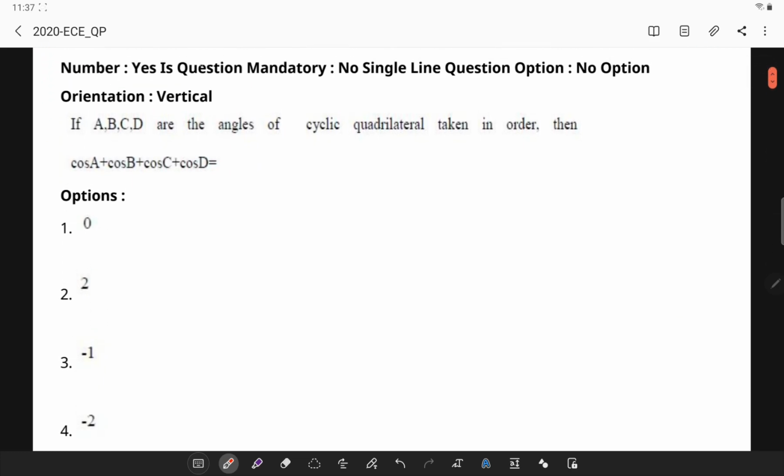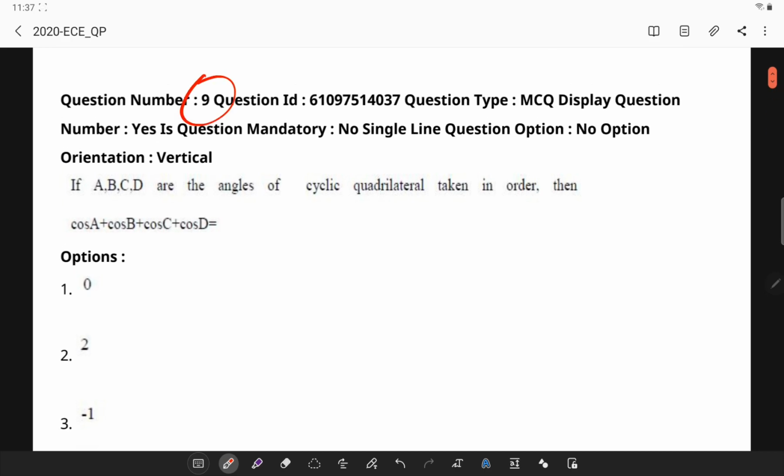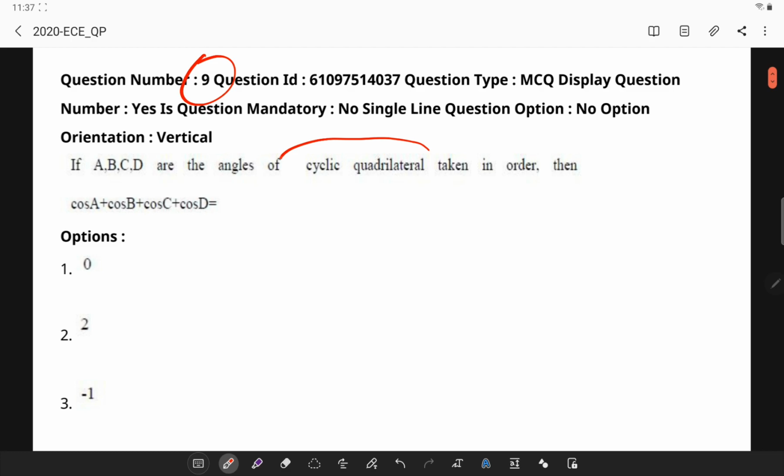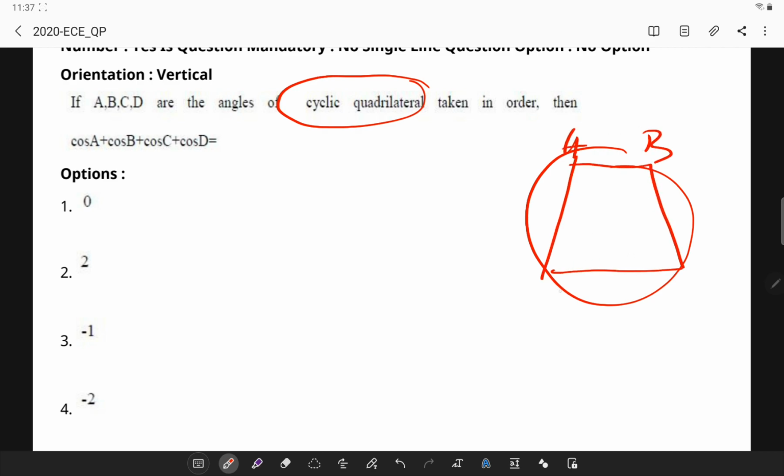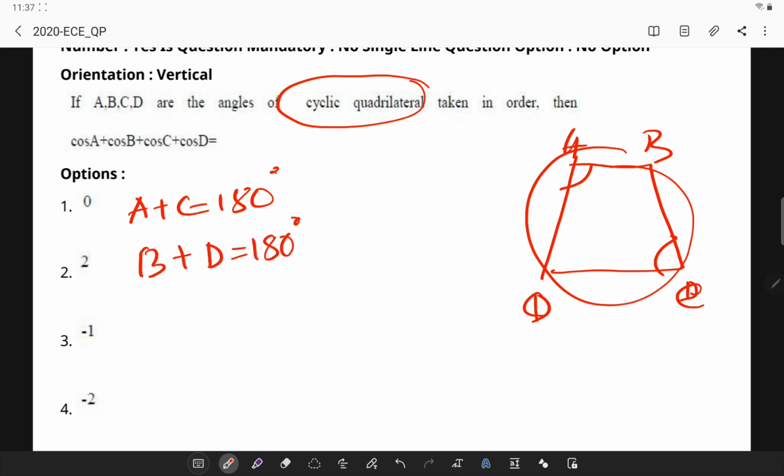So the next question, number 9, is related to a quadrilateral. I can simply write the quadrilateral A, B, C, D, and what is given is that the opposite angles are A and C, and B and D. So A plus C is 180, and similarly B plus D is 180. Now here it is given as cos A cos B plus cos C into cos D plus cos D.